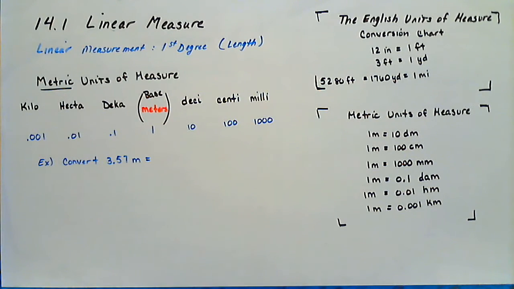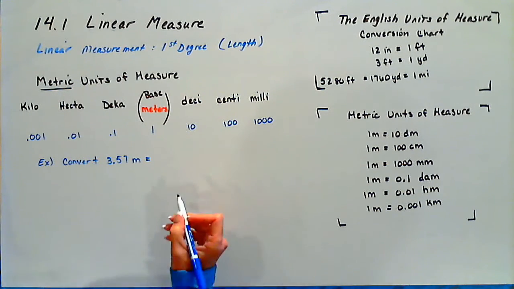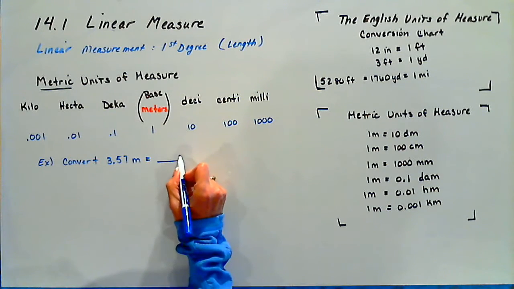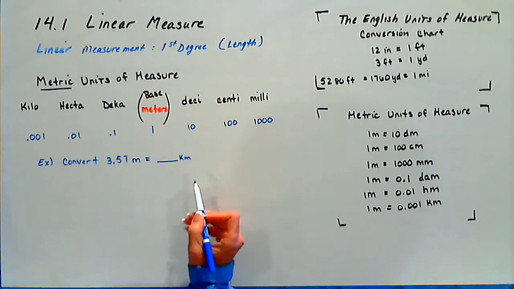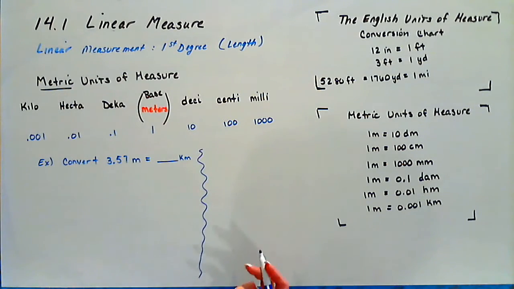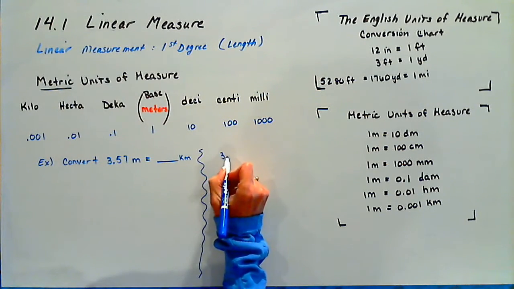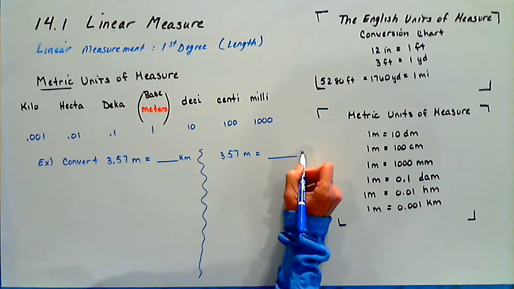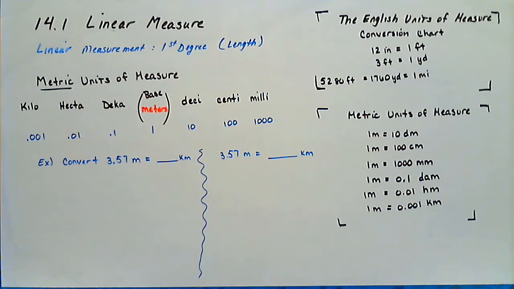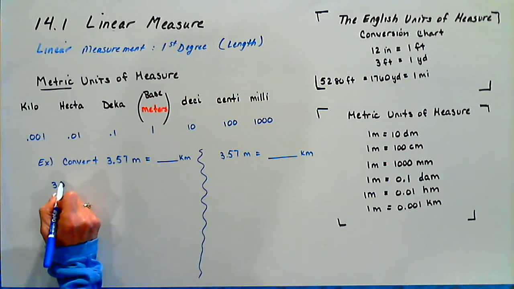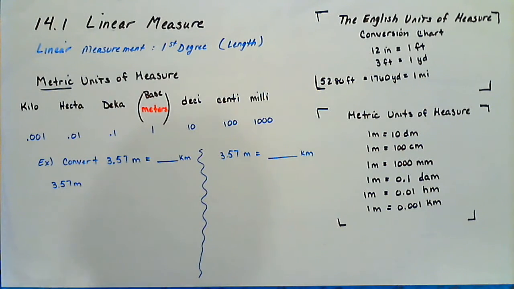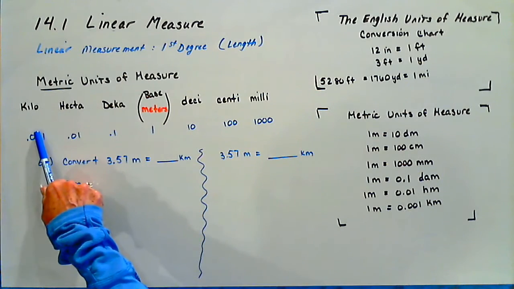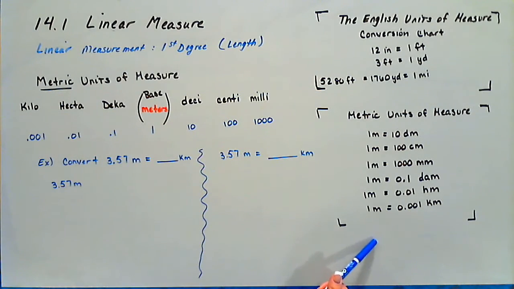So let's say I ask you for 3.57 meters, and I would like you to change this to kilometers. As I told you, I'm going to do this problem 2 different ways. 3.57 meters. How many kilometers? So the first way is exactly what we did with our English units of measure. Start with your given, 3.57 meters. And since I'm going from meters to kilometers, I need to know what my conversion fact is.